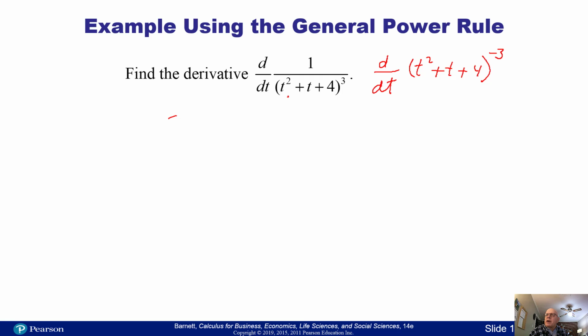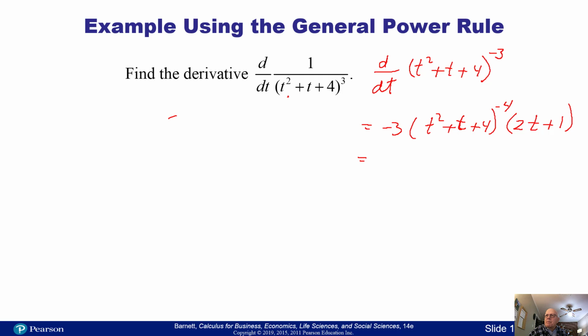Now I'm ready to roll. So first of all, bring that out front. I'll have minus 3. I have t squared plus t plus 4. Subtract 1 from that, I have negative 4. Did you put it negative 2? I hope not. And then take the derivative of what's inside. The derivative of what's inside would be 2t plus 1. You didn't forget the 1, did you?